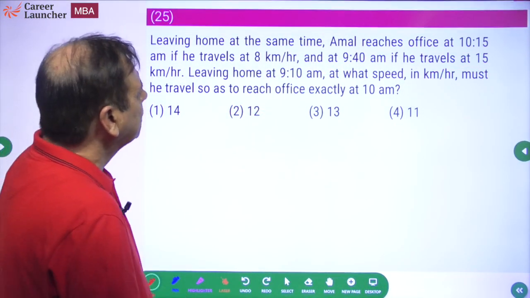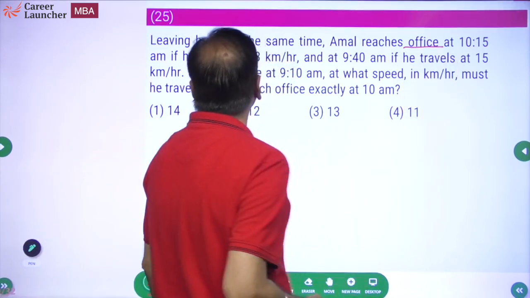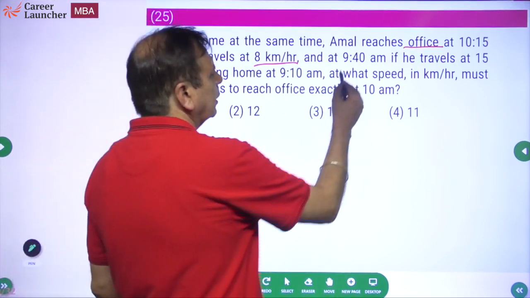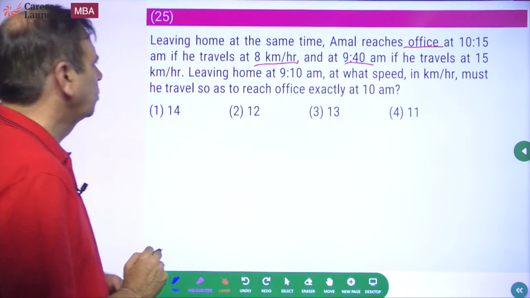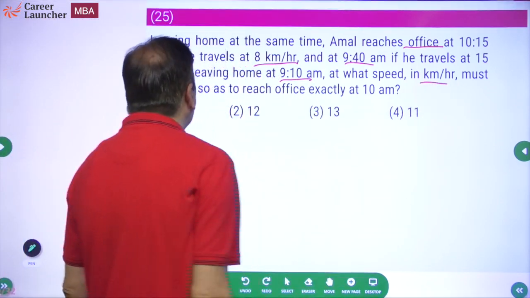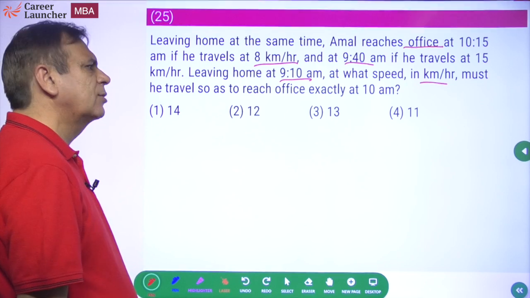Leaving home at the same time, Amal reaches office at 10:15 a.m. if he travels at 8 kilometers per hour and 9:40 a.m. if he travels at 15 kilometers per hour. Leaving home at 9:10 a.m., at what speed in kilometers per hour must he travel so that he reaches exactly at 10 a.m.?